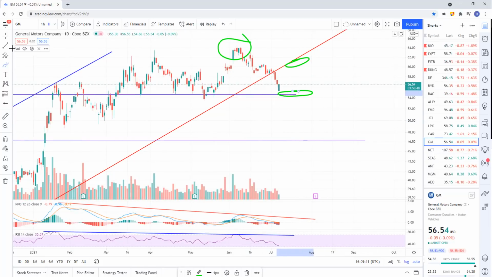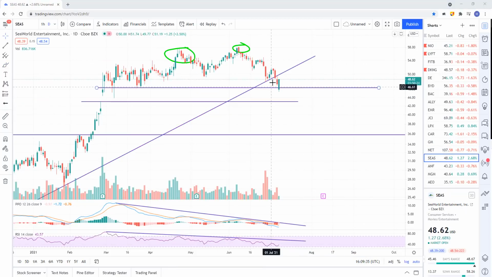Downtrends don't just fall straight down. They work their way lower, and they fall to support and they bounce. That's kind of how it works. So on this one, we fell to support, you bounce. You break support, you fall to support, you bounce. Things like that. So that's where that's at.